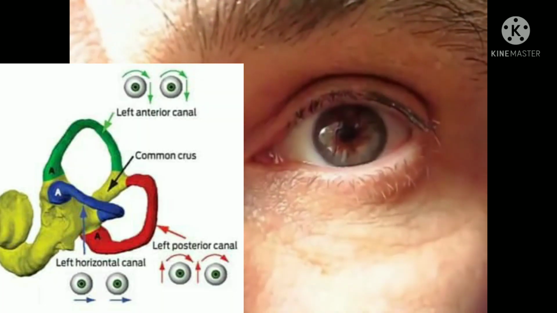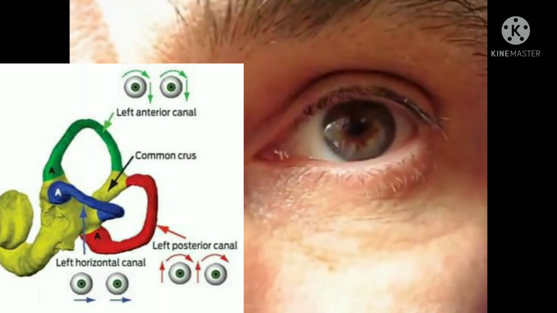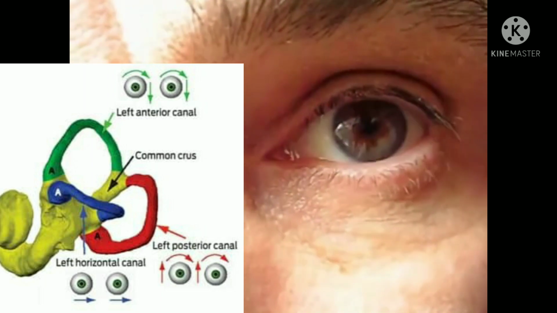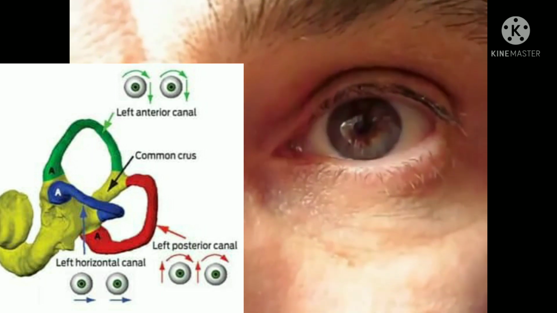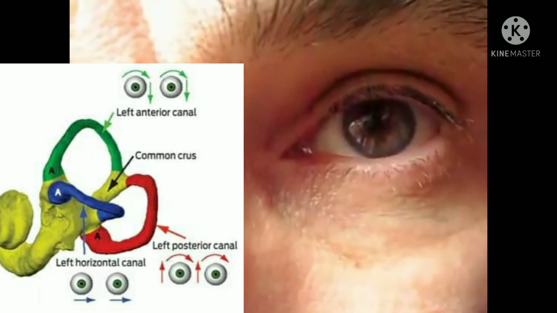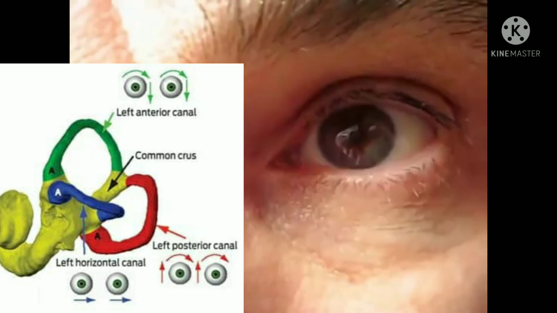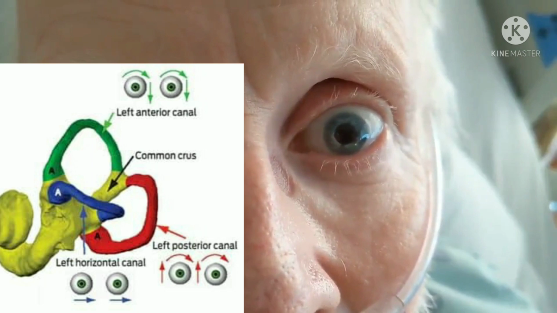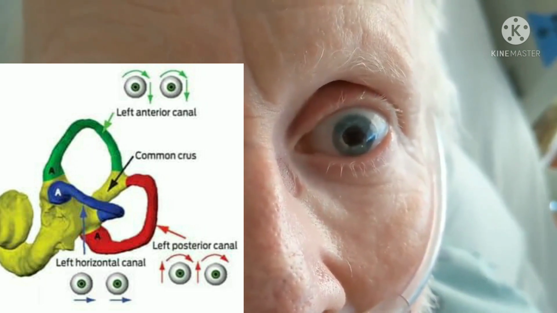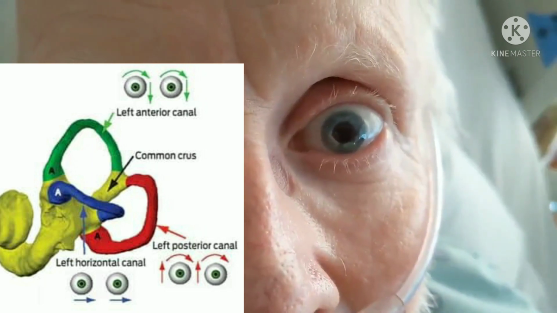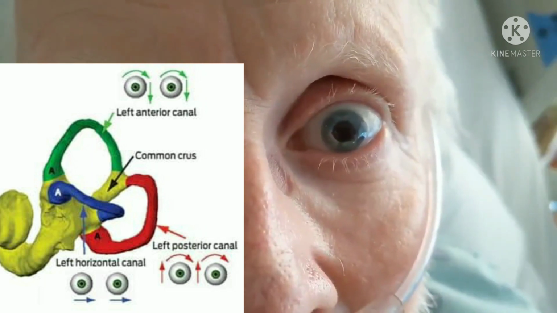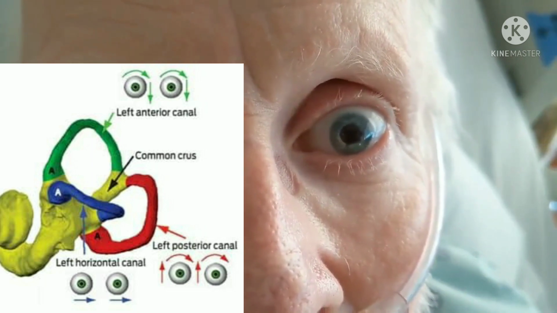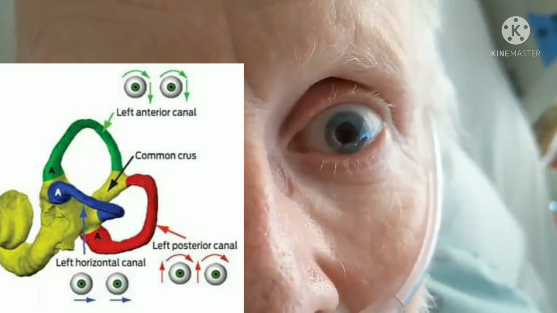Now we'll be discussing the semicircular canals. We know that there are three semicircular canals, right? One is the anterior, one is the posterior, and one is the horizontal. If the left horizontal canal is affected, the type of nystagmus seen will be a horizontal nystagmus, as you can see here in this video. If the left posterior canal is affected, then the eyeball movements will be up and down, that will be a vertical nystagmus.